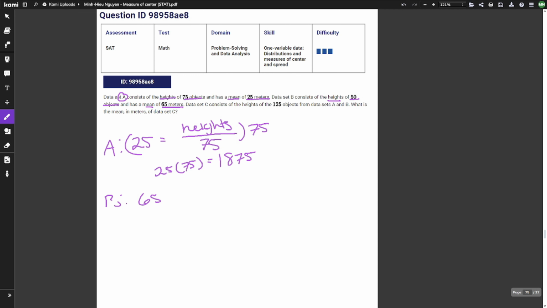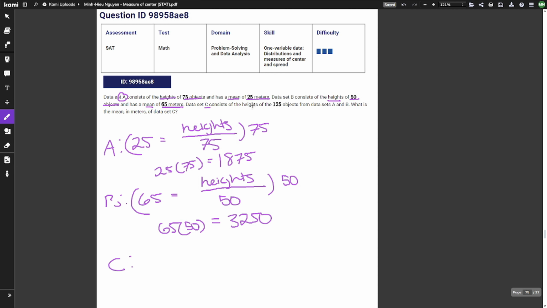Then for dataset B, it has the heights of 50 objects and a mean of 65 meters. So the mean 65 is equal to the heights, which we don't know, divided by the number of objects, which is 50. And once again, to find the heights, we just have to multiply the entire equation by its denominator, which is 50. So 65 times 50 is equal to 3,250.